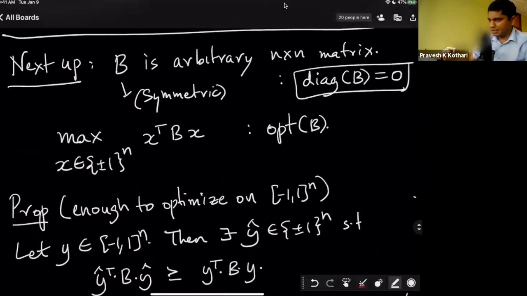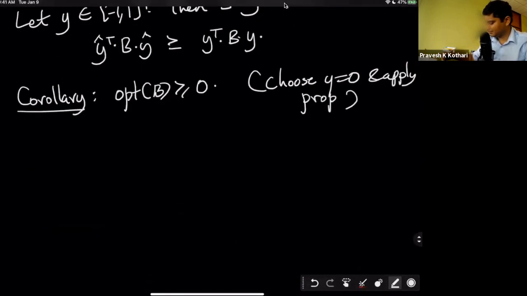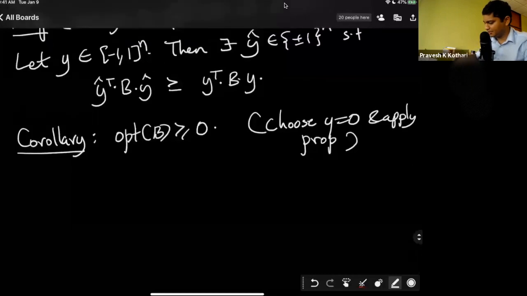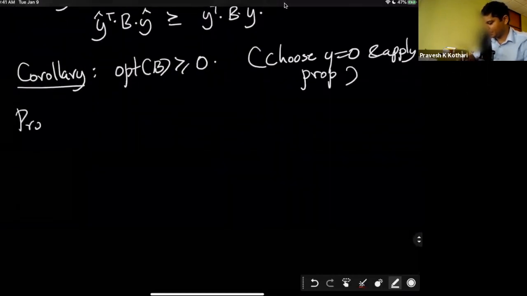Notice that the max cut thingy did not quite satisfy this. In this Laplacian matrix the diagonals were non-zero, but we kind of already saw that talking about approximation factors is weird if the maximum happens to be negative. And so in order to at least make sure that opt of B is non-negative, I'm going to work with diagonal B equals 0. Okay, good. So then you agree that the corollary works, because the proposition works. So now let's prove the proposition.